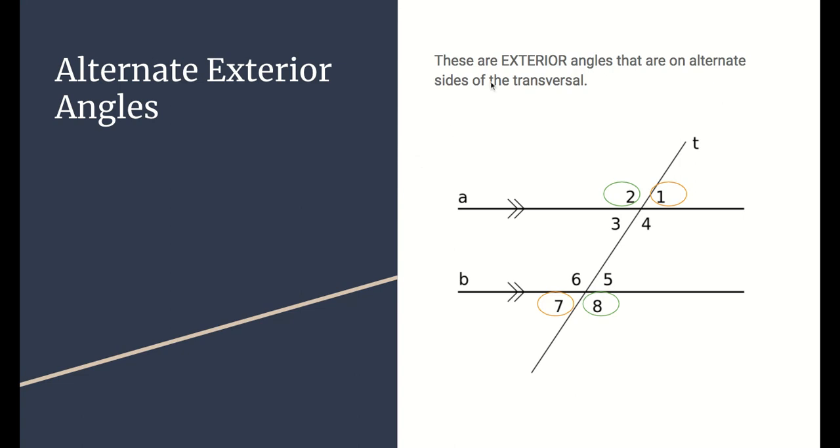Alternate exterior angles are outside the parallel lines and on alternating sides of the transversal. See, there's 1 and 7 and 2 and 8. And 2 and 8 are equal to each other, and 1 and 7 are equal to each other. So we would call them congruent. So as you do some work today, you are going to solve for angle measures, but you have to know this basic vocabulary before you get started.